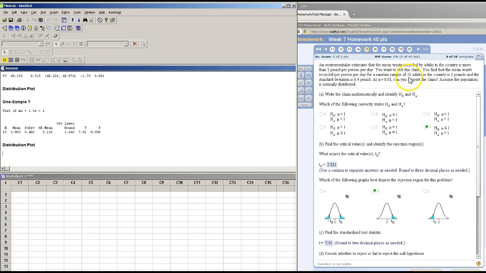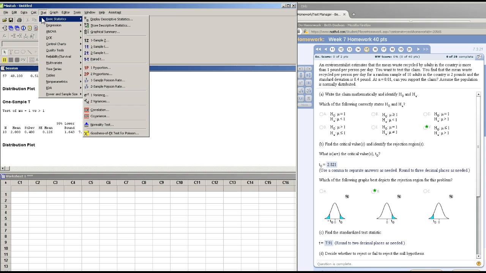Okay, so the reason we use t is because n is only 10. It's less than 30, so we're going to use t. That's how we know we use t. If n is less than 30, then we use the t distribution. So we've set up our null and our alternative, and again we go to the same place that we went before in Minitab. We go under Stat, Basic Stat, come down now to one sample t.